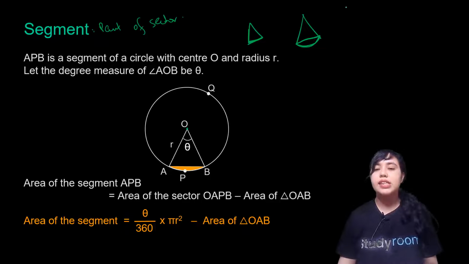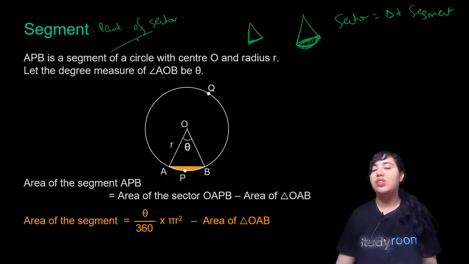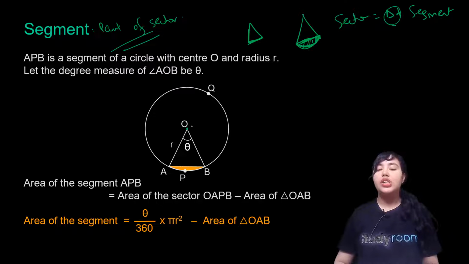So basically I can say that my sector is equal to a triangle plus this curved region. Now this region is between a chord and an arc, so the region between them is actually a segment. That's why I'm saying again and again that a segment is a part of a sector, to which you add a triangle. If I want to find the area of this segment APB, you find the area of the sector and subtract the area of this triangle. You already know the area of the sector is theta upon 360 into pi r square, and then you have minus the area of the triangle.